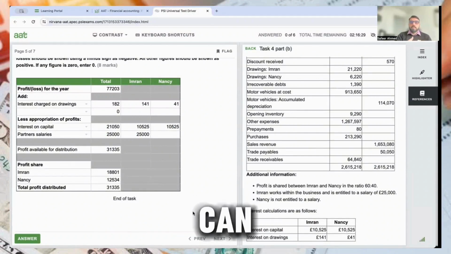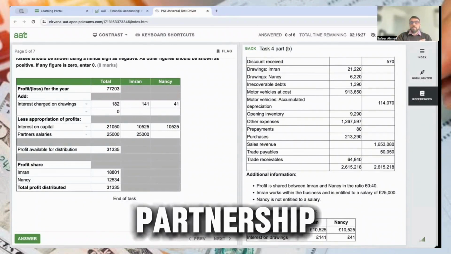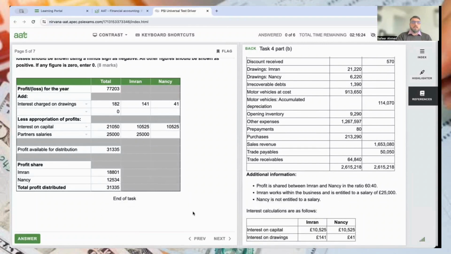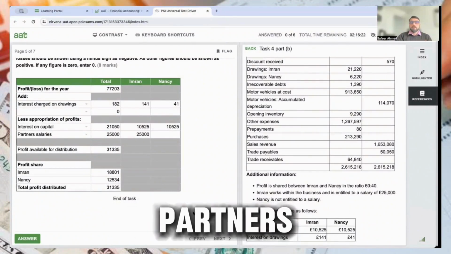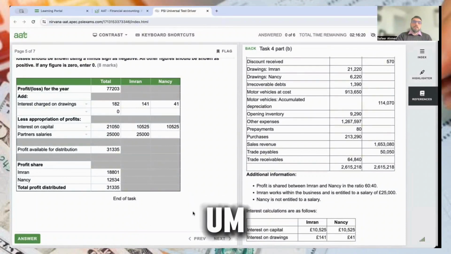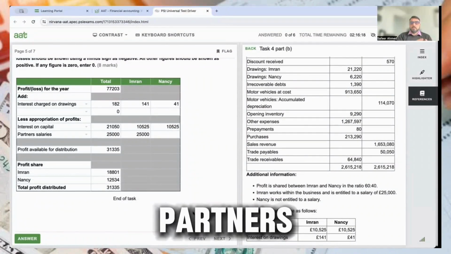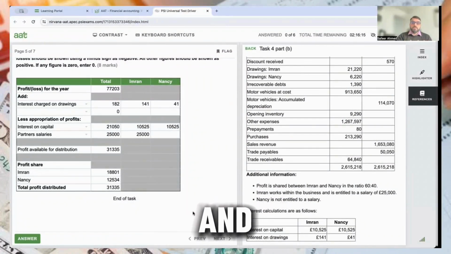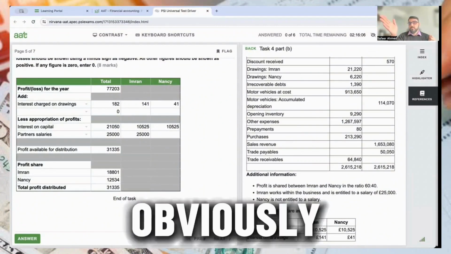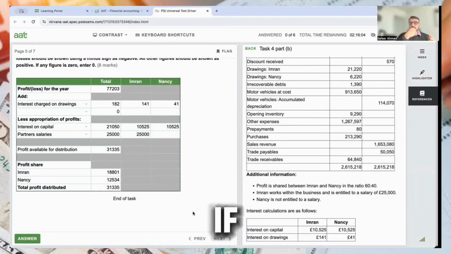Now, what else can be tested as part of the partnership financial statements? They can test partners' current accounts. And what you need to remember about partners' current accounts, drawings and interest on drawings go on the debit side. And then everything else goes on the credit side, or loss obviously goes on the debit side as well if the partnership has made any loss. But other than that, the profit share is going to go on the credit side.